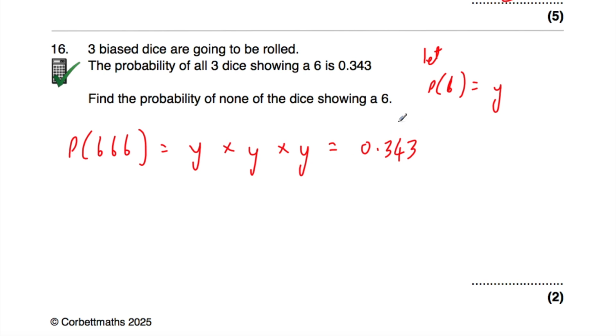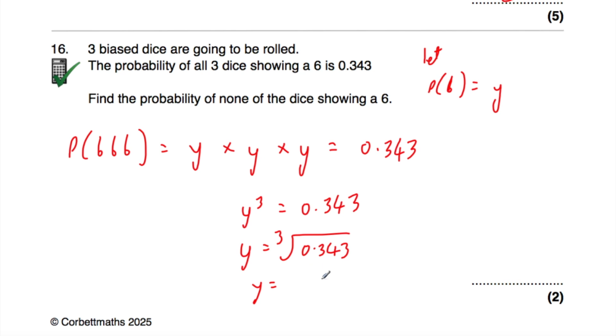So that means that if we take this answer and we take the cube root of it, we can find out what y is, because here we've got y times y times y, which is y cubed, and that's equal to 0.343. So if we work out the cube root of 0.343, that'll tell us what y is. So on our calculator, if we do the cube root of 0.343, that's equal to 0.7. So that means that y is equal to 0.7. That means the probability that it lands on a 6 is 0.7.